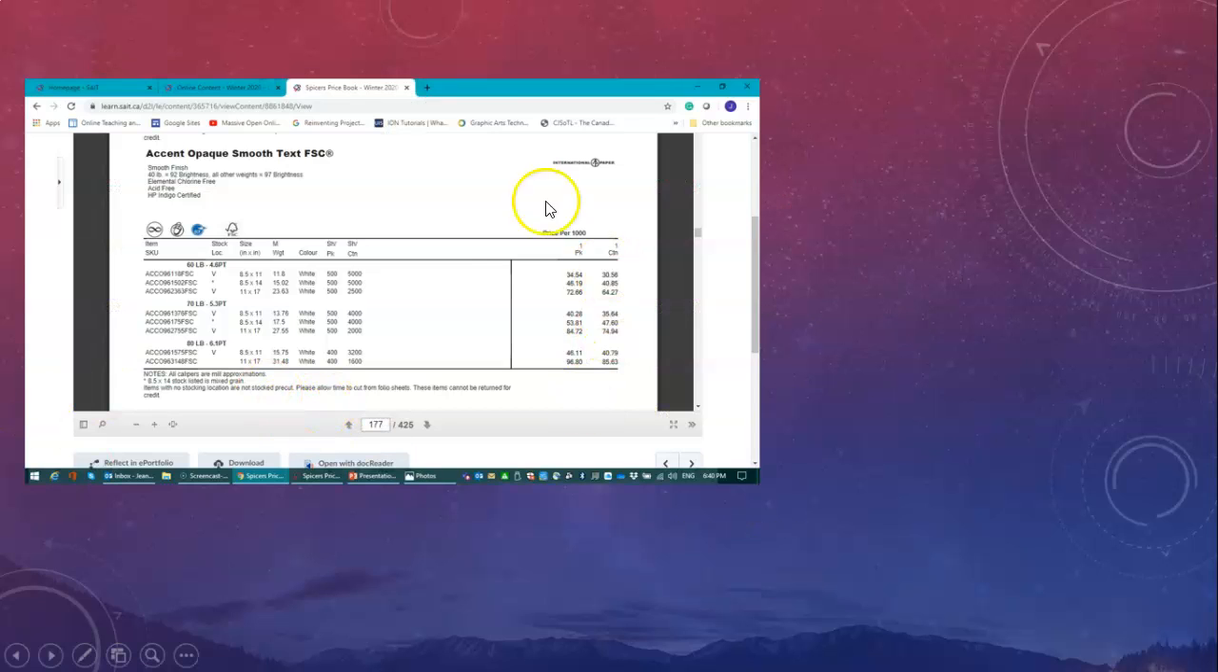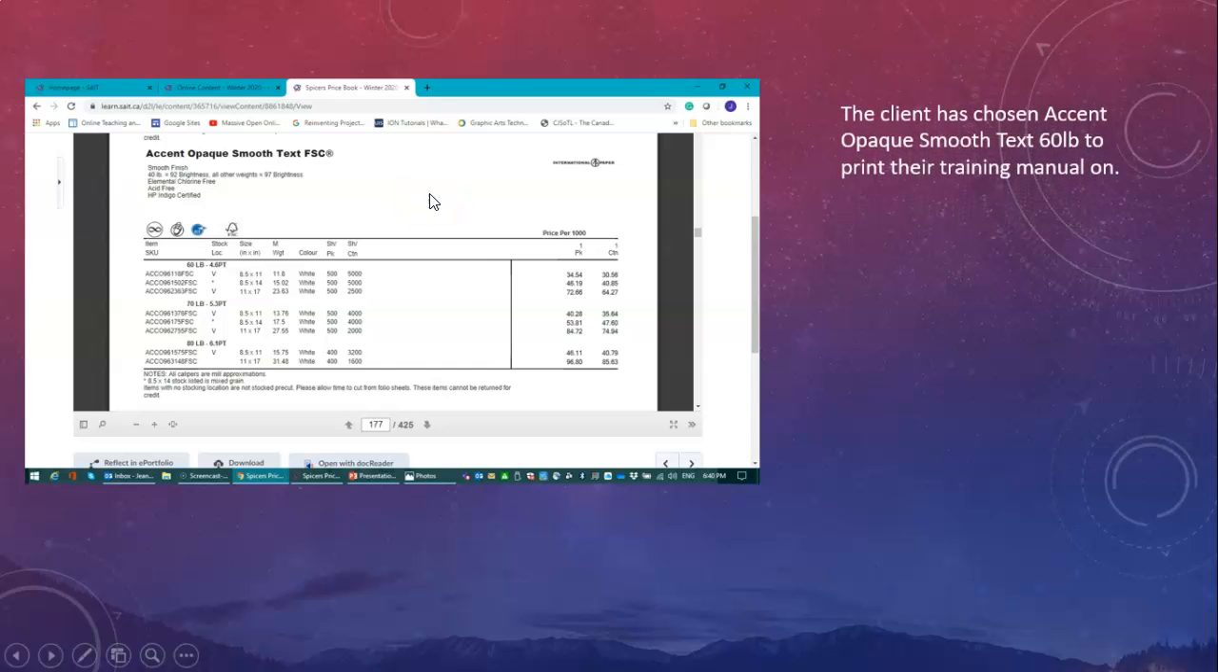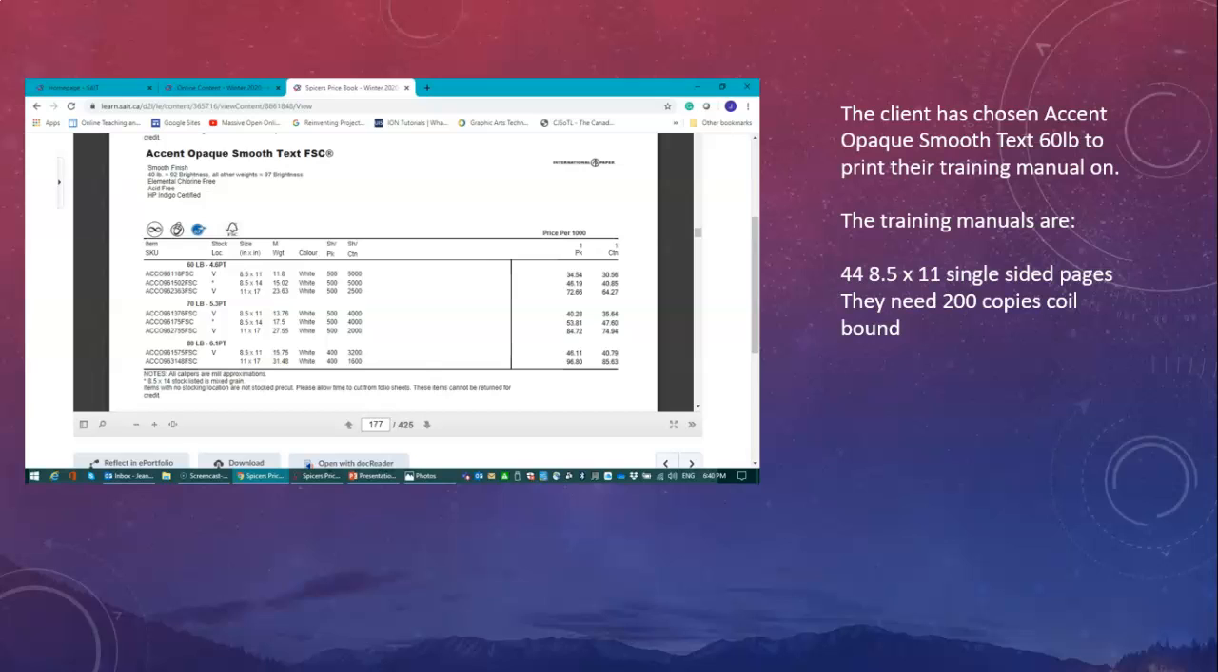So here's some Accent Opaque Smooth. Again, we can see that it's got the same sort of characteristics as before. So the client has chosen Accent Opaque Smooth Text 60 pound to print their training manual on. I haven't asked the client here what size it is, so let's make sure that we do that. So the training manuals are 44 8.5 by 11 single-sided pages. They need 200 copies, and they'll be coil bound. So right now what we need to do is figure out just the paper, okay?